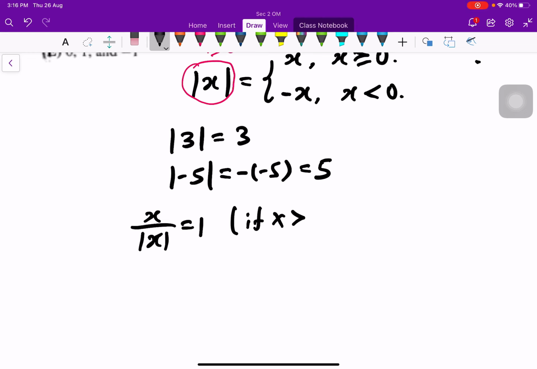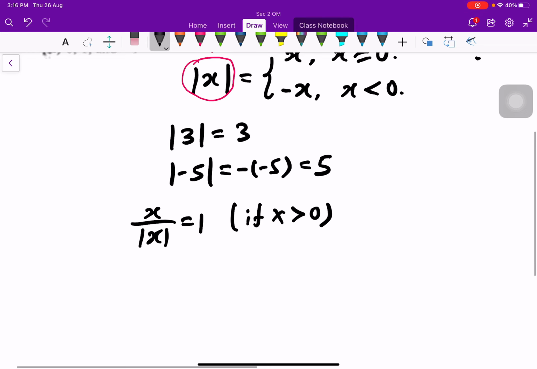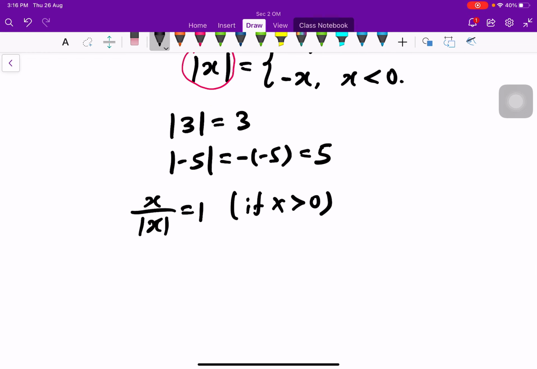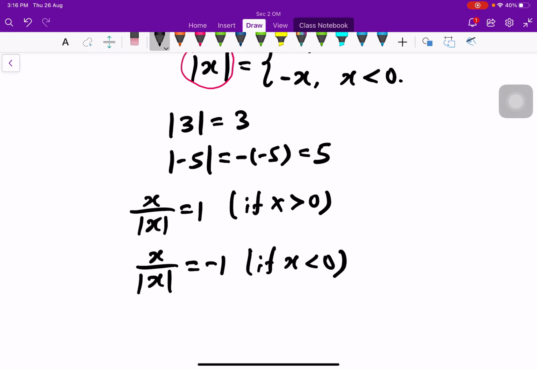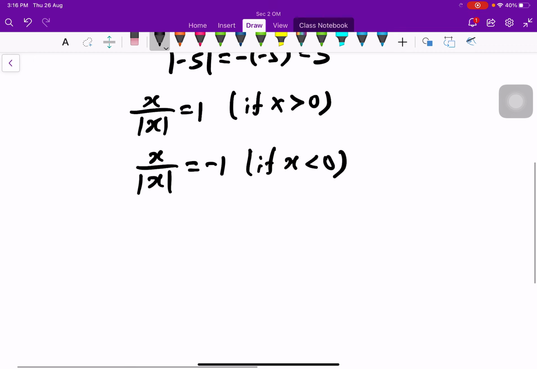if your x is positive. Obviously x cannot be 0, we have to exclude that. Then x over the absolute value of x is equal to negative 1 if your x is actually less than 0. This part we have to take note of. Therefore, now we can actually look at the case study.